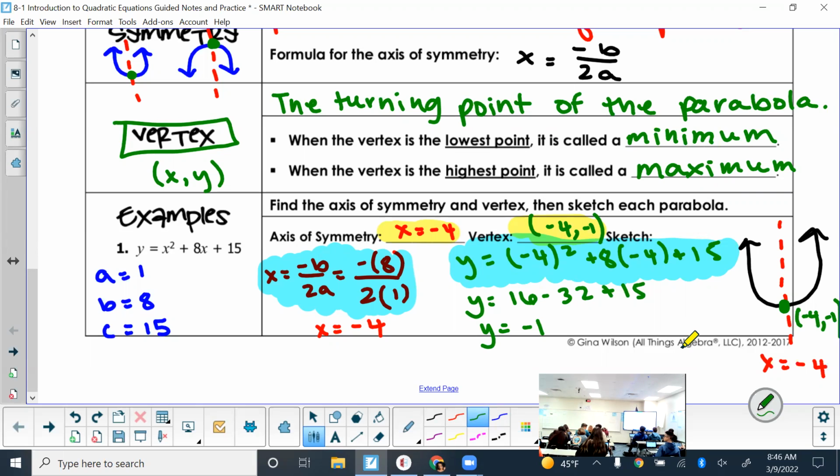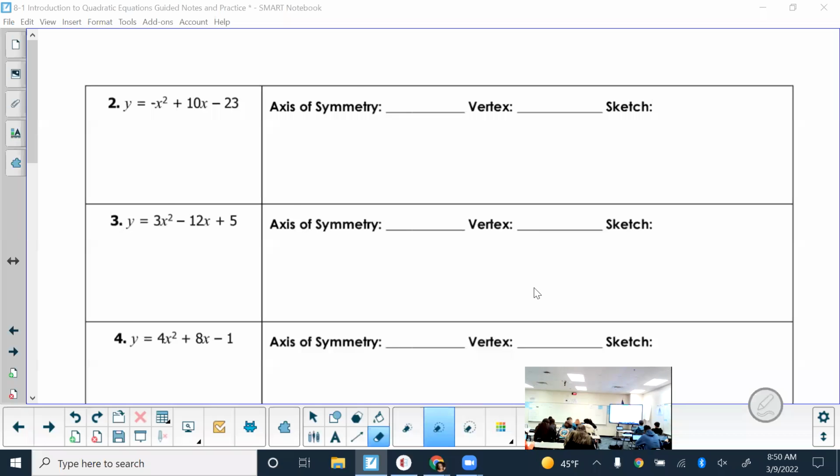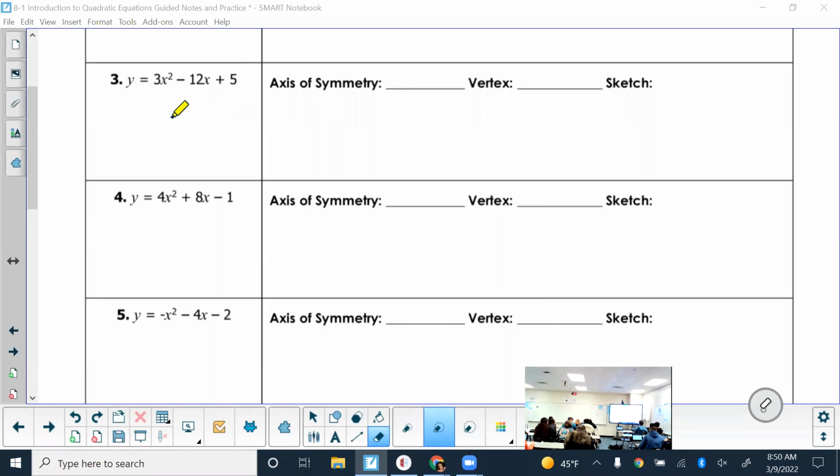All right, I'm gonna have you guys try number 3 on the back. Number 3 was the one I wanted you to look at so that you can do an example that also is a positive parabola. So axis of symmetry is the first thing that it asks you to identify. So what's the formula for axis of symmetry? -b/2a. So x equals -b/2a.